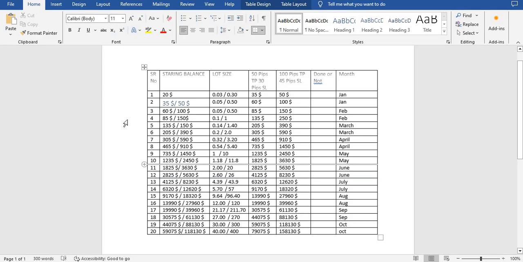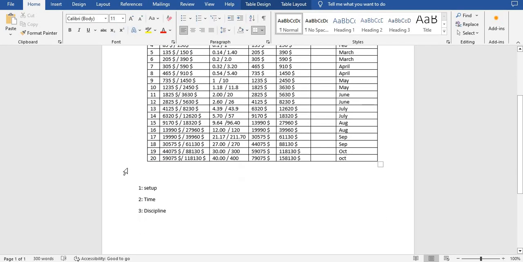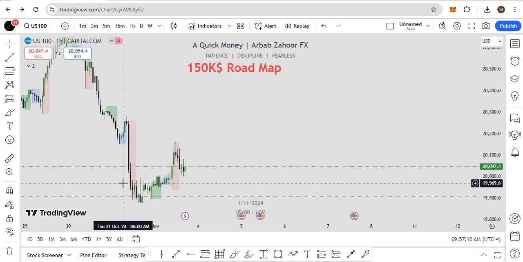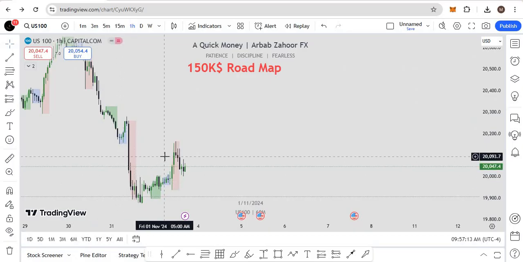You need only three things to achieve this. The first one is a setup. What is the setup? A setup is a strategy that works for you and that you have backtested. It doesn't mean it has to work every day or every week. In a month, it should happen at least 2 to 3 times. It can be anything.